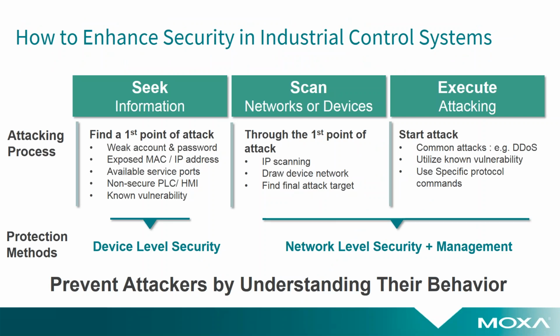So moving on, part of enhancing security, it helps to have a little bit of an understanding of how attackers work, the anatomy of an attack. What are the elements of it? How are people actually behaving as they attack a system? So we've kind of simplified this and broken it down into three stages of the attacking process. So the first one being to seek information. And so that's really looking for a first point of attack or an entry point into your network or OT systems.